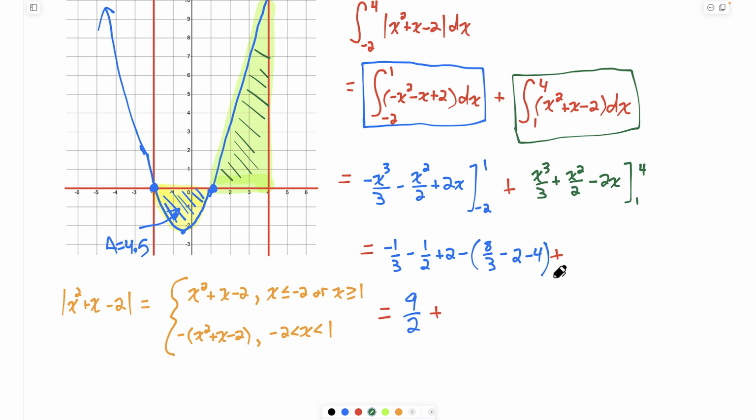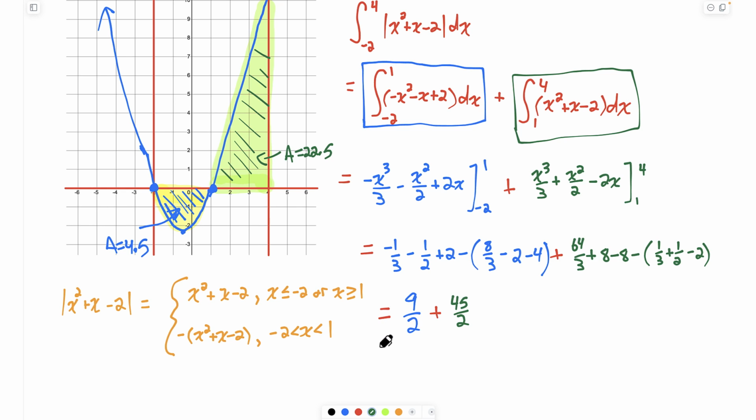I'll find this function's value when x is 4 and then subtract its value when x is 1. When x is 4, I have 4 cubed over 3, so 64 over 3, plus 4 squared over 2, which is 8, minus 8. And then I have to subtract the function's value when x is 1, which is a third plus a half minus 2. If I evaluate all of that, I get 45 over 2, which is 22.5. So the area of this section is 22.5 units squared.